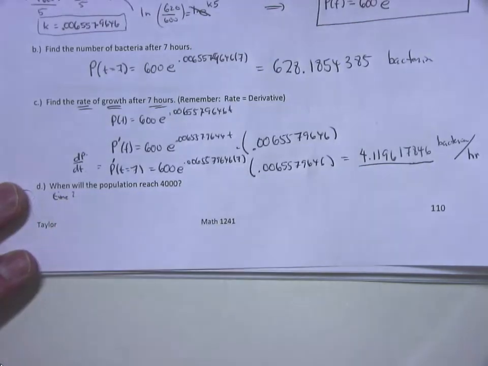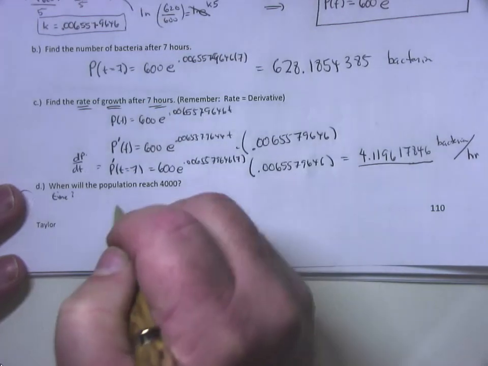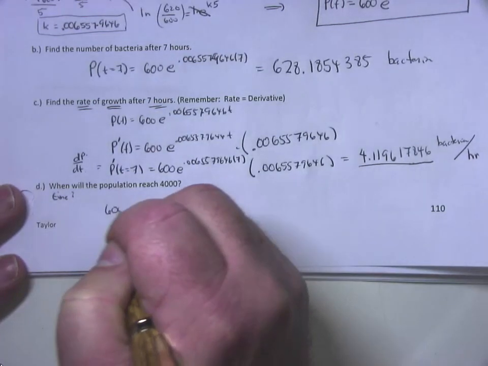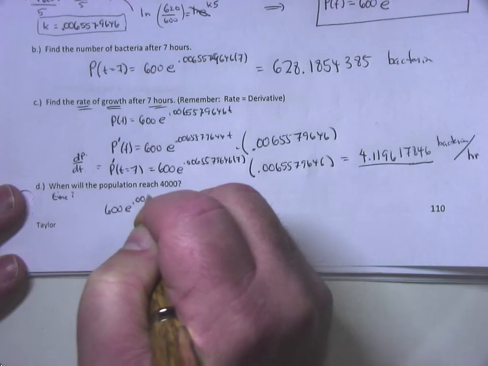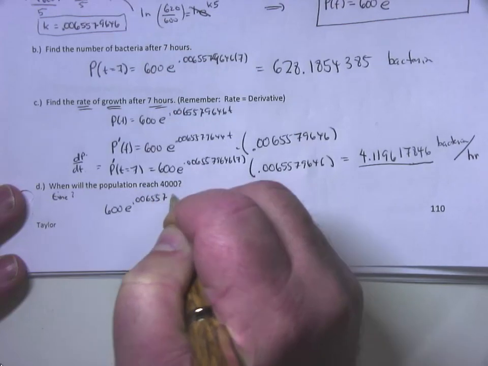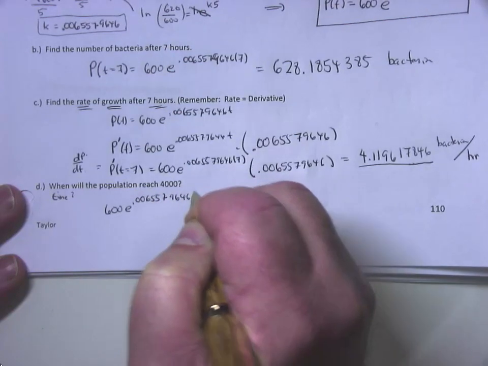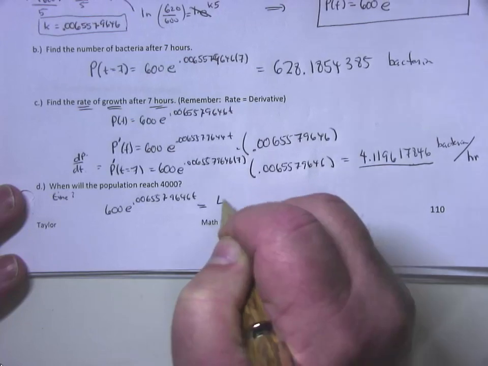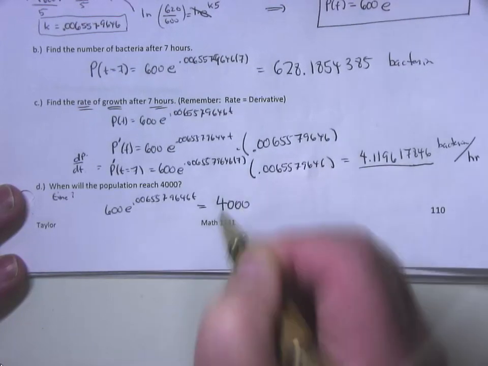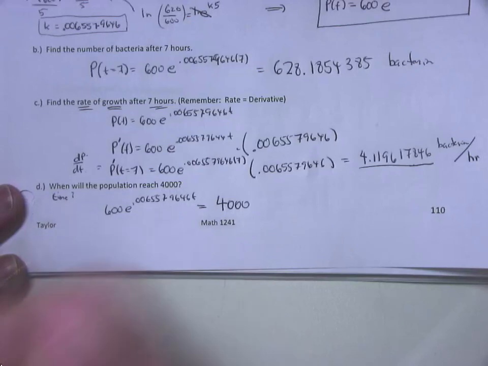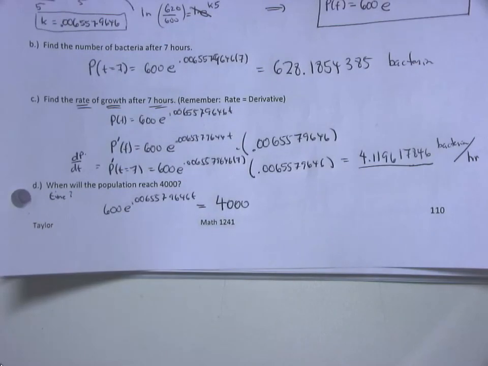The question is time. So I'm going to take my equation, which is 600 e to the 0.00655794646 t, and I'm going to set it equal to the population of 4,000 bacteria, and I'm going to solve for time. Help me out. What's my first move to solve for t? Very good. T is in the exponent. It's in the exponent of the e, so you have to get the e stuff by itself.